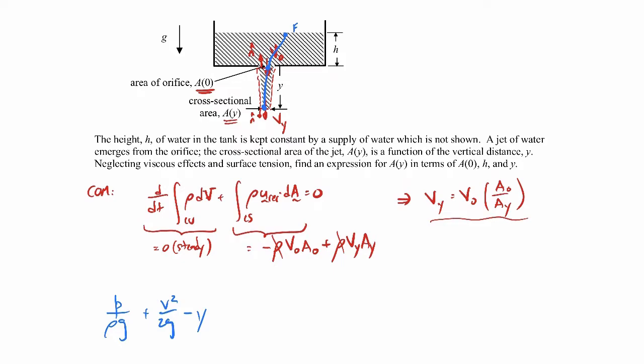And we know that this is a constant along a streamline. So I'll just figure it out. I'll just do it at point F, and then I'll also do it at point 0. Oops, that's a minus y.